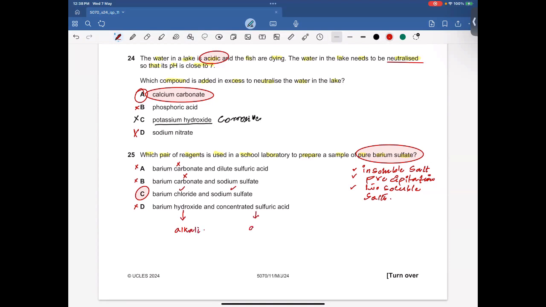It is an acid. So it's technically not a precipitation, it's a neutralization reaction. Okay. So we need the precipitation method, which is why D is also incorrect.